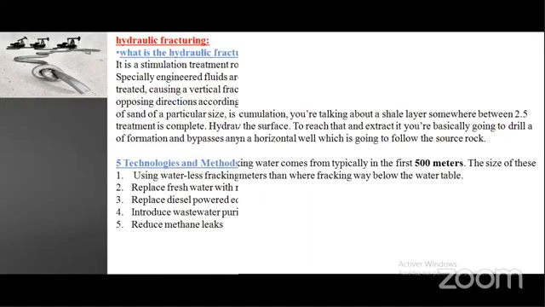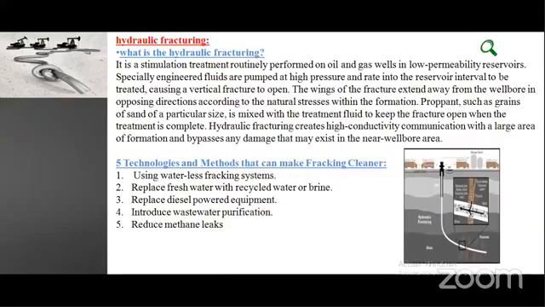Hydraulic fracturing. What is hydraulic fracturing? It is a stimulation treatment routinely performed on oil and gas wells in low permeability reservoirs. Specially engineered fluids are pumped at high pressure and rate into the reservoir interval to be treated, causing a vertical fracture to open. The wings of the fracture extend away from the wellbore in opposing directions according to the natural stress of the formation.